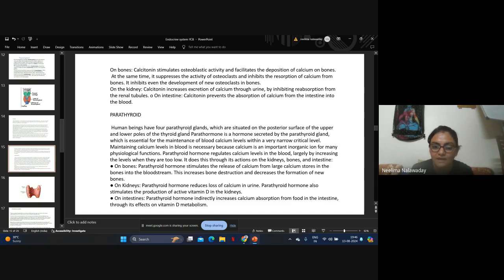On kidneys, parathyroid hormone reduces loss of calcium in urine. Parathyroid hormone also stimulates the production of active vitamin D in the kidneys. And on the intestine, parathyroid hormone indirectly increases calcium absorption from food in the intestine. So, absorption of calcium depends on parathormone, or parathyroid hormone, also through its effects on vitamin D metabolism.